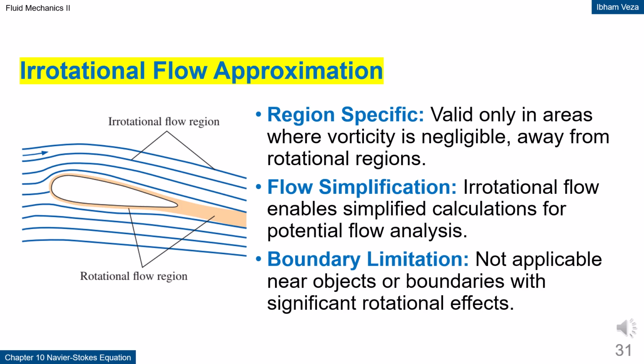Irrotational flow approximation is only valid in regions far from rotational effects and vorticity. In these regions, the flow can be treated as having no rotation even though the fluid is real. This simplification allows the use of potential flow models that are much simpler mathematically. However, this approach is not valid near objects or in wake regions. Therefore, its application must always be restricted to appropriate regions.